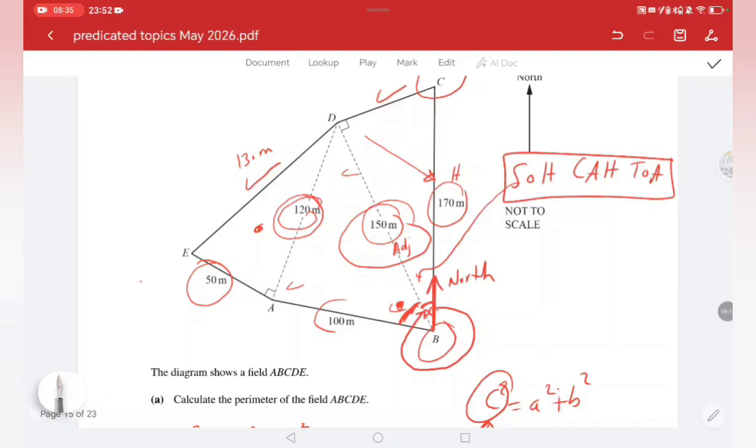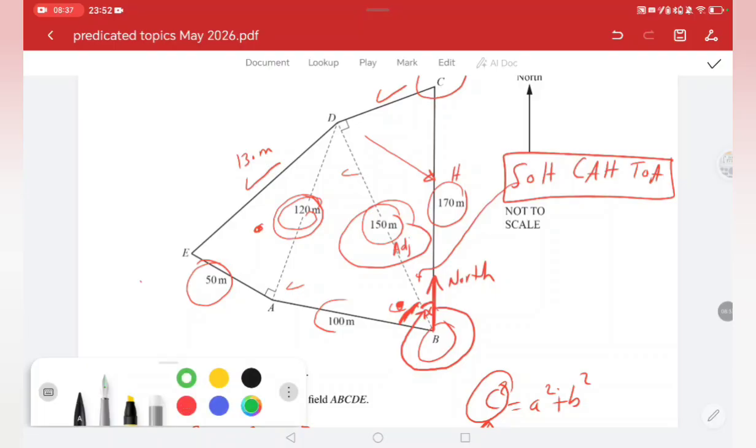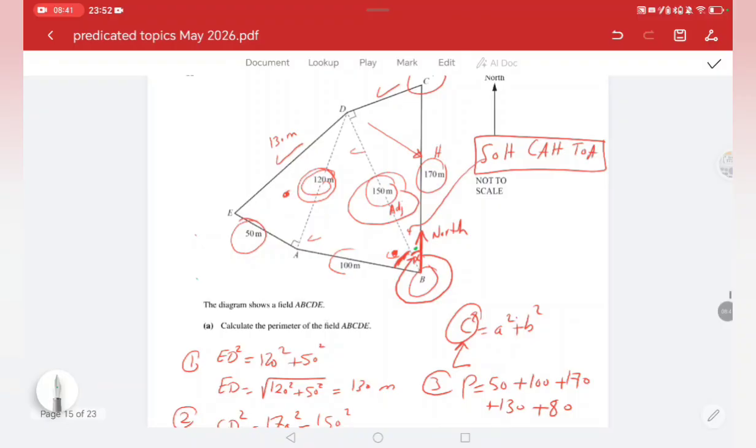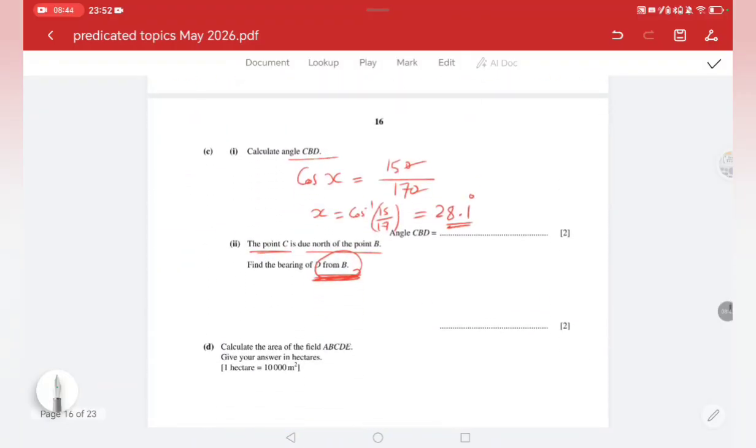So this angle is 360 minus this x. We just found x, right? So 360 minus 28.1. We still have the answer in the calculator, so 360 minus that. The answer is 331.9 degrees.